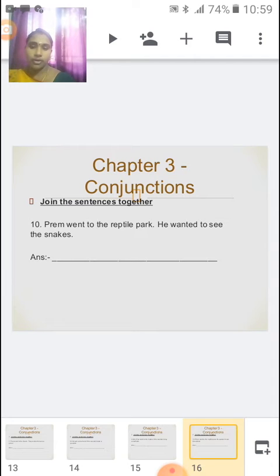Prem went to the reptile park. He wanted to see the snakes. So reptile park is nothing but where you have snakes, crocodiles and etc. So why is Prem going to the reptile park? Because he wants to see the snakes.